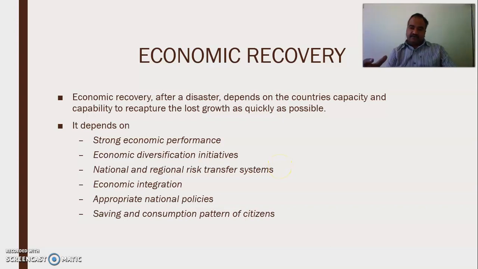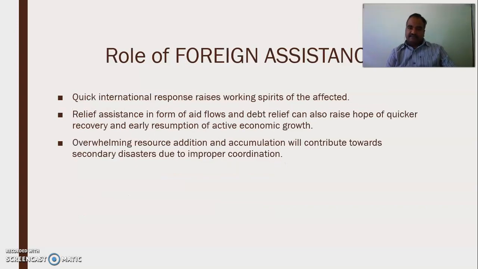If we have strong measures and good economic performance, then we can easily recover from a disaster. On the other hand, how can we recover very quickly? You may expect foreign assistance. Now, in this case it is not possible because all the countries are being affected by COVID-19. But suppose no other country is affected by the disaster and you have a problem, then you can go with foreign assistance.